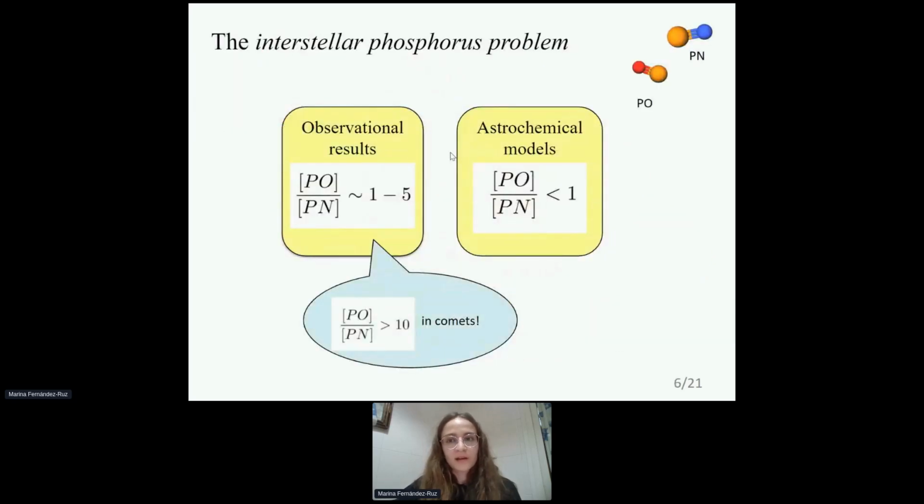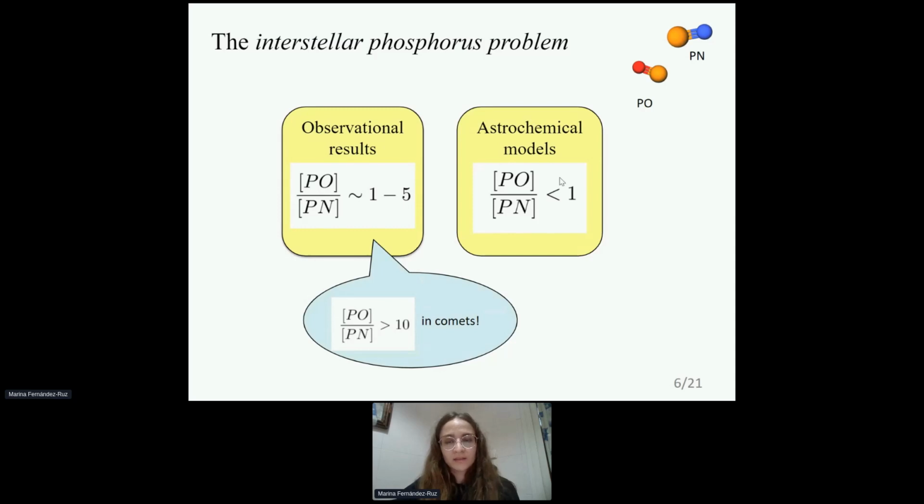So what we are going to address is the interstellar phosphorus problem, which is about the two molecules that I said before, PO and PN. If we calculate the ratio between their abundances, that is PO divided by PN, observational results show that it takes values between 1 and 5, and even more in comets. This means that PO is more abundant than PN. However, astrochemical models show the opposite, that PN is more abundant than PO.